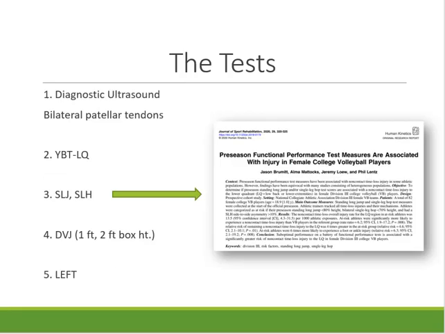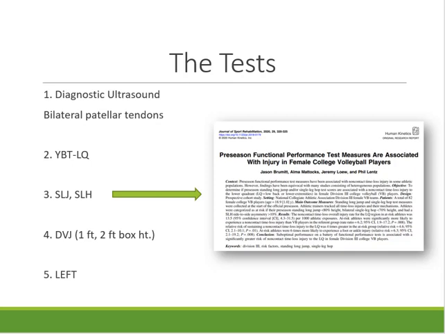Now, here are the tests that we used. We did diagnostic ultrasound imaging of each patellar tendon. Then people would perform the Y balance test for the lower quarter. They would do the standing long jump and single leg hop tests. They would perform the drop vertical jump from a 1 foot and 2 foot box in our motion capture lab. And they would then finish up by performing the lower extremity functional test, which is an agility drill test.